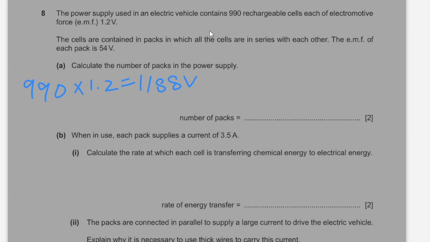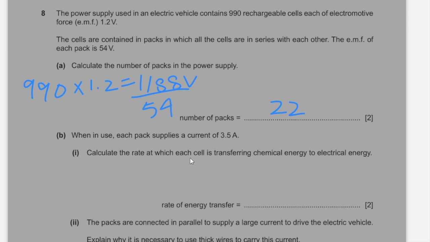The fact that it's mentioned they are in series means that the voltage is divided, but the current in each of the cells is going to be the same. The EMF of each pack is 54 volts. A, calculate the number of packs in the power supply. So this is going to be the total voltage divided by the voltage of each pack, and so the number of packs is 22. B, when in use, each pack supplies a current of 3.5 amperes.